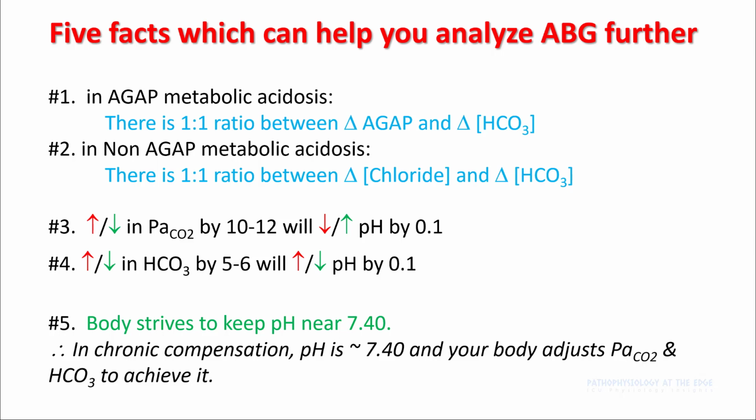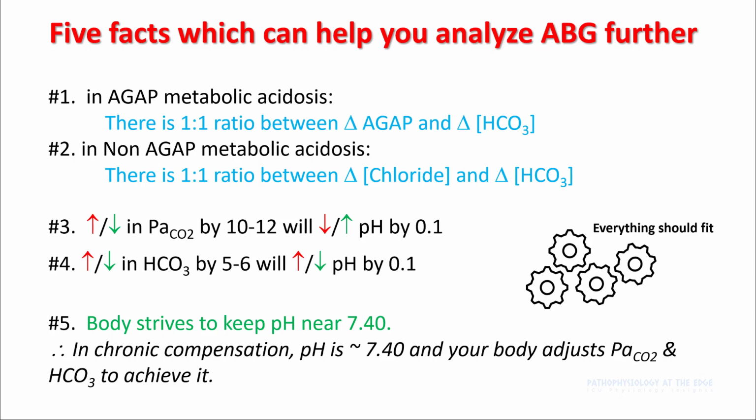1-to-1 ratio between delta gap and delta bicarb in anion gap acidosis. 1-to-1 ratio between delta chloride and delta bicarb in non-anion gap metabolic acidosis. Change in PaCO2 by 10 to 12 will change your pH by 0.1, and change in bicarb by 5 to 6 will change your pH by 0.1. And understanding that at chronic compensation, the only normal number is your pH, that is 7.4, and your body adjusts PaCO2 and bicarb to achieve it. Make sure that everything fits together.